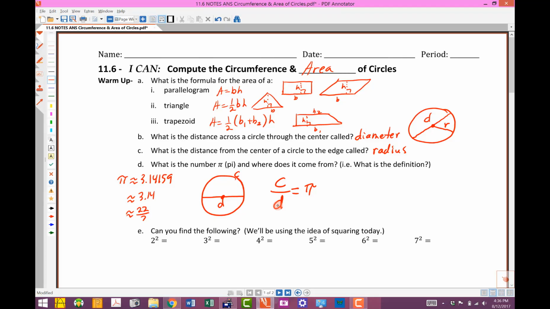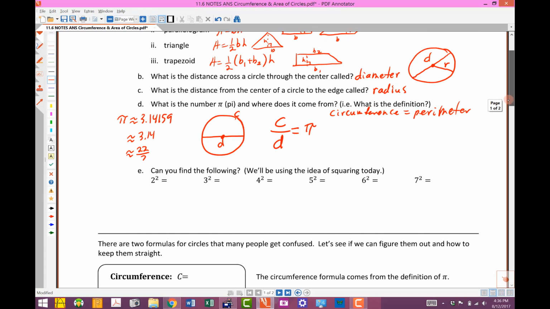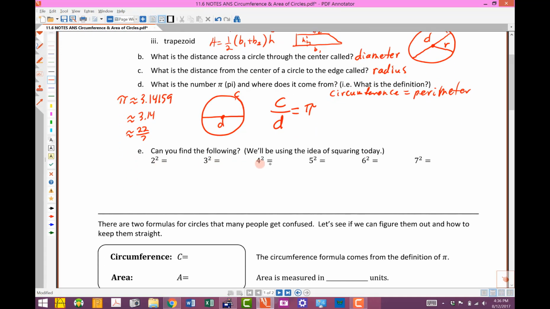All right, so circumference, and I'm actually going to write that word, circumference. Okay, that's a fancy name for the perimeter of a circle. All right. Now, the interesting thing about this is we can kind of take this and we can manipulate it a little bit. So we're going to come back and we're going to do that in a few minutes. But what I want you to do is do a couple of these that follow here.